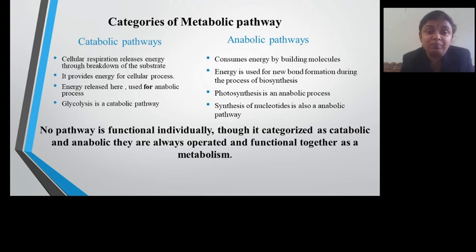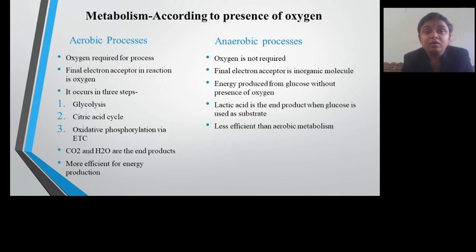Though we categorize metabolic pathways as catabolic and anabolic, in a cell no pathway is functional individually. They always operate and function together as metabolism. Metabolism, again, we can categorize into two types depending on the presence of oxygen. It can be categorized as aerobic process and anaerobic process. Aerobic processes require oxygen, while anaerobic processes do not require oxygen.